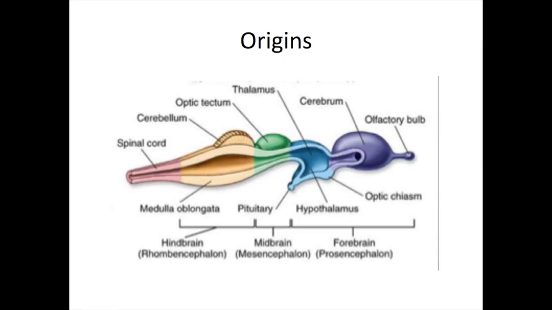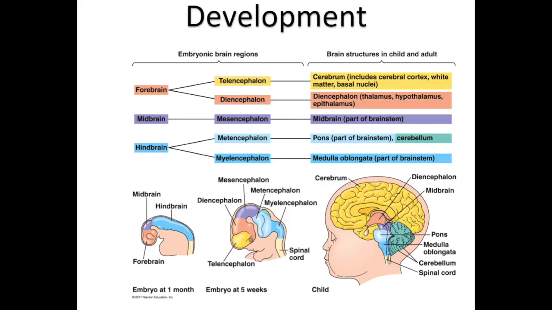As a simple overview of the evolution of the brain, there we see at the bottom the embryo at 1 month, at 5 weeks, and in the child. And as you can see, we sort of look like a fish at the beginning, a very primitive lizard in the middle, and we finally develop into the mammal and the human at the end there.